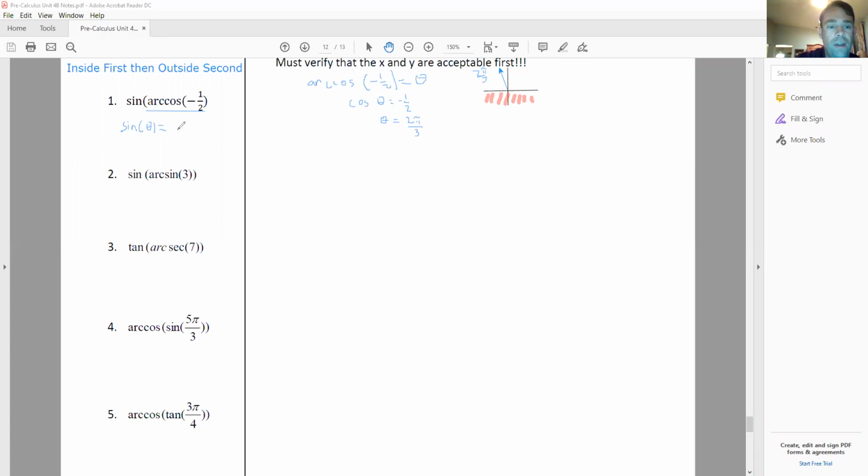So the sine of theta really is actually sine of 2 pi over 3. Because that's what arc cosine of -1/2 would be equal to. And sine of 2 pi over 3, there's no limiting the domain in here. This is just a regular evaluate a unit circle. That's root 3 over 2. So that would make this root 3 over 2.